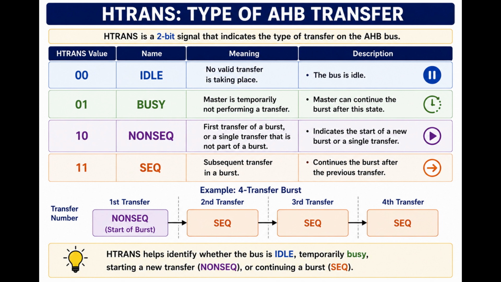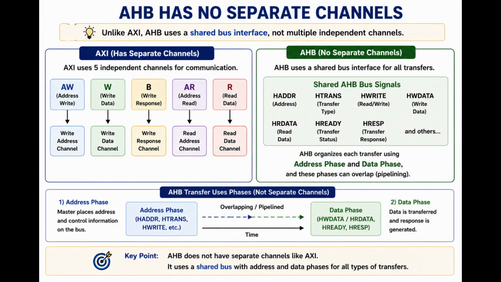For example, a 4-beat burst normally starts with non-seq followed by seq, seq and seq. So HTRANS tells us whether the bus is idle, temporarily busy, starting a new transfer or continuing a sequential burst. Before moving to the next signals, there is one more important difference between AHB and the AXI protocol, which we have discussed in the previous video.